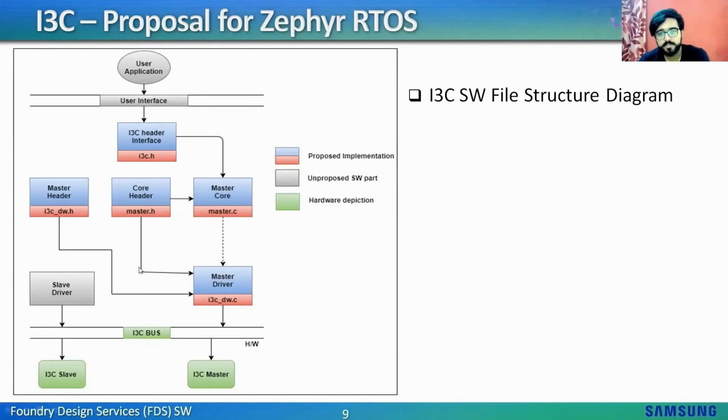I3C software file structure diagram. The diagram here depicts the relation between the master driver, master core, I3C interface, and the linked header files. The blocks in red and blue represent the structure which is our implementation. The blocks in gray represent the software part that is not being proposed, and the blocks in green represent the hardware portion, for better visual understanding of the structure.